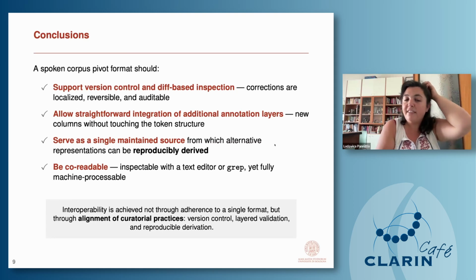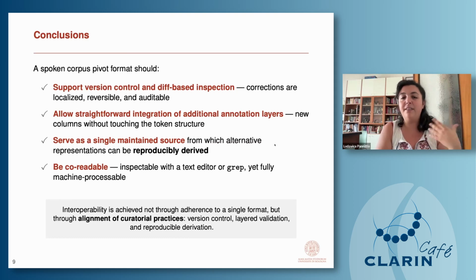Because also, as the last presentation was saying, interoperability and open data is, yes, about formats, but also about the alignment of curational practices and standards to work with data.